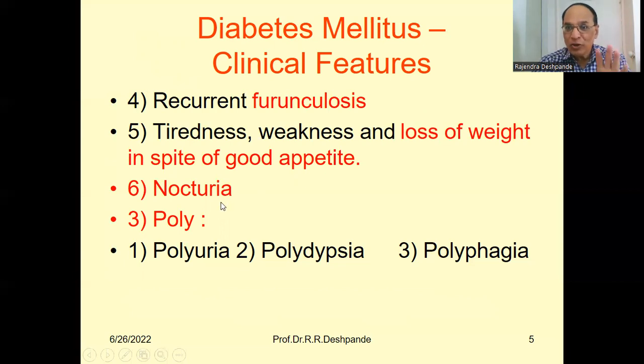The patient may complain of nocturia. He has to get up at night 6, 7, 8 times.